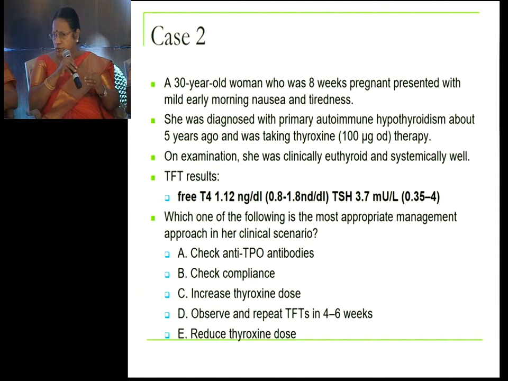Suppose the TSH has not reached within the reference range, we have to again raise the dose and keep monitoring once in 4 weeks. Once it is stable, we can do the monitoring between 6 to 8 weeks.